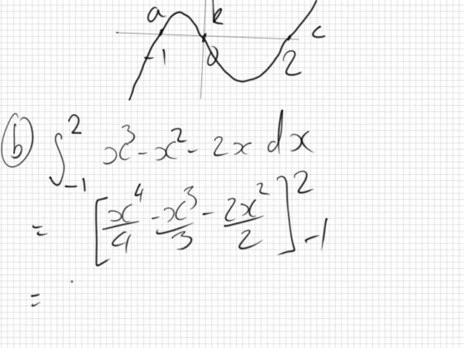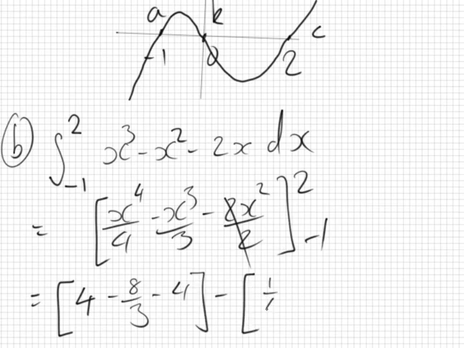So we put the 2 in first. 2 to the 4 is 16, over 4 is 4, minus 8 over 3, minus 4. And then we put in the minus 1. So that's 1 over 4 plus 1 over 3 minus 1. What do we get for that when we add it all together? Minus 9 over 4.